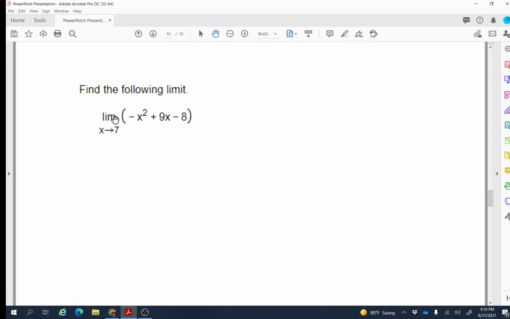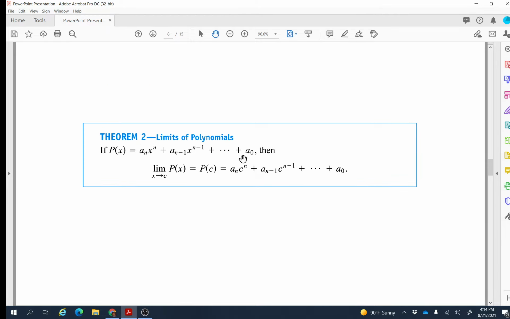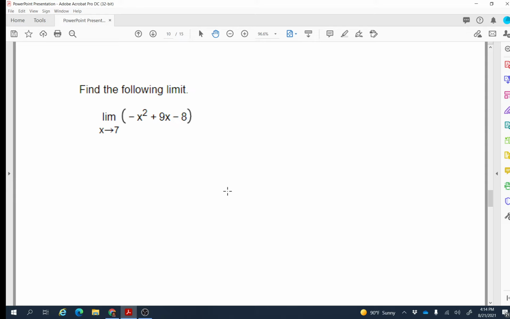Let's look at one example here. Find the limit of this polynomial, negative x squared plus 9x minus 8, when x approaches 7. If you go back and check this rule, it says finding the limit of a polynomial is very easy. Just find the value of the polynomial at that point. So we're going to do the same thing here. Just plug in x equal to 7.